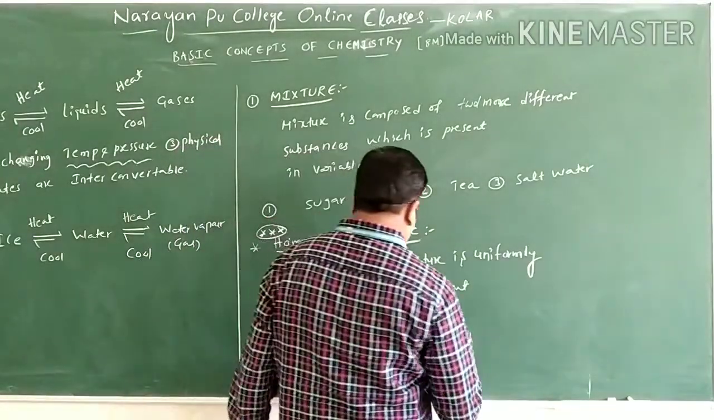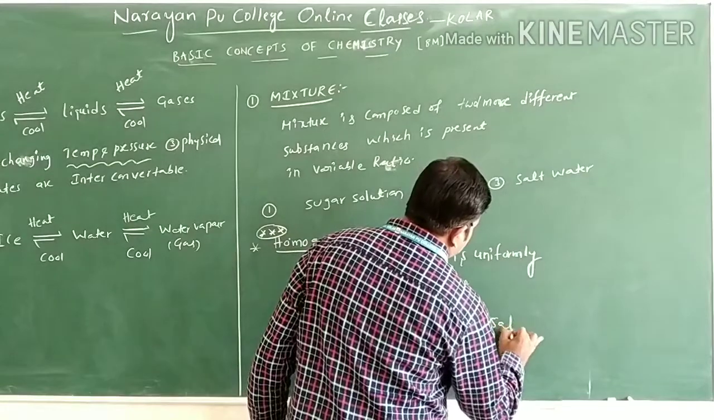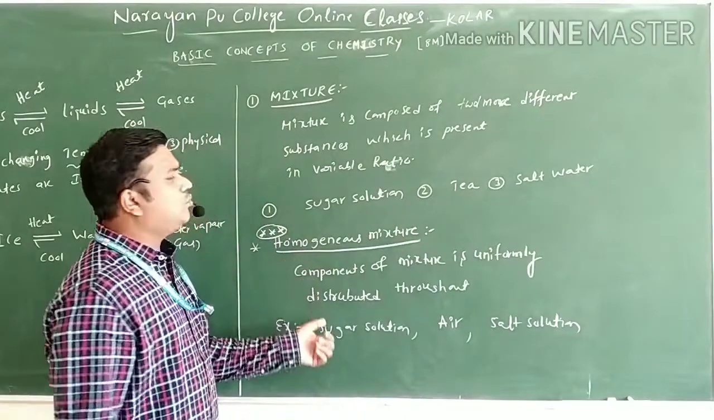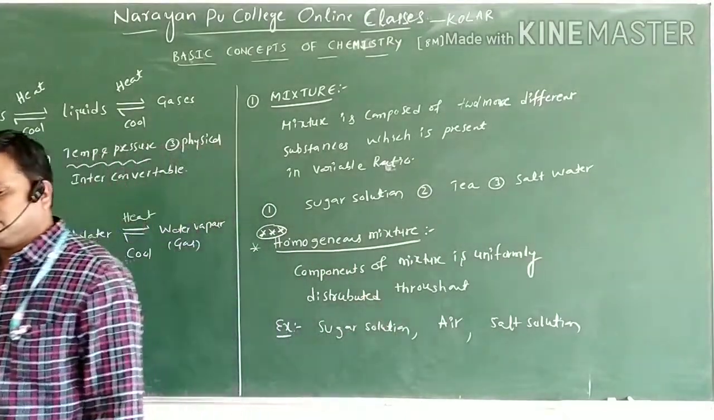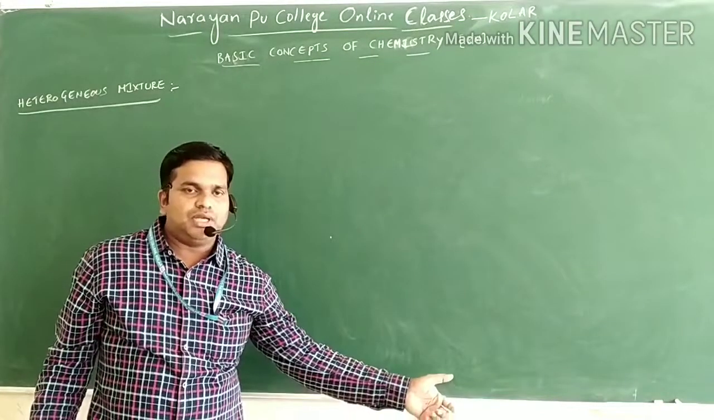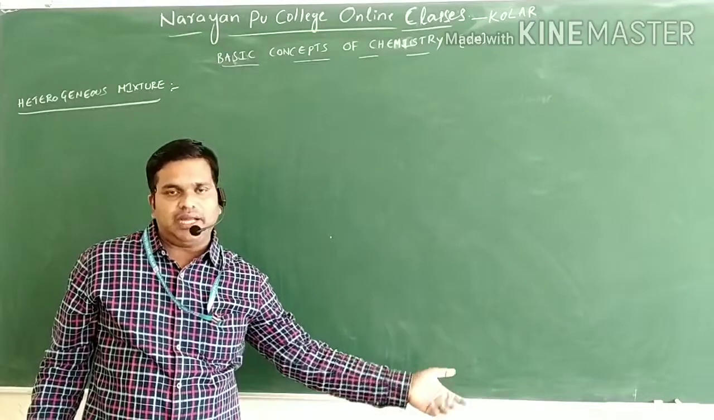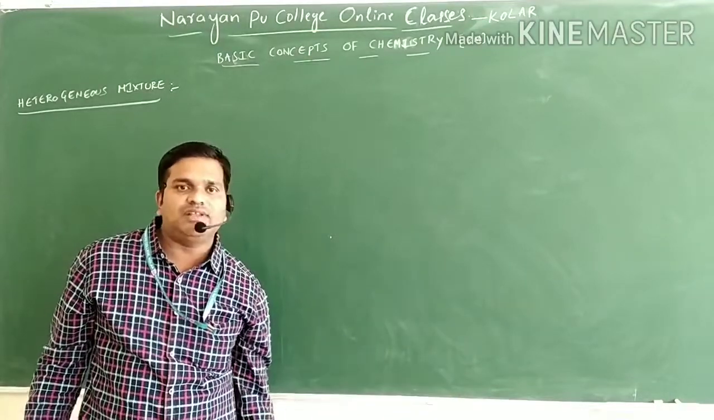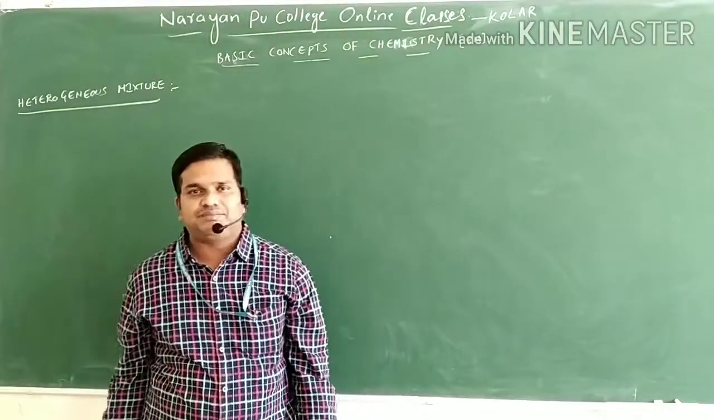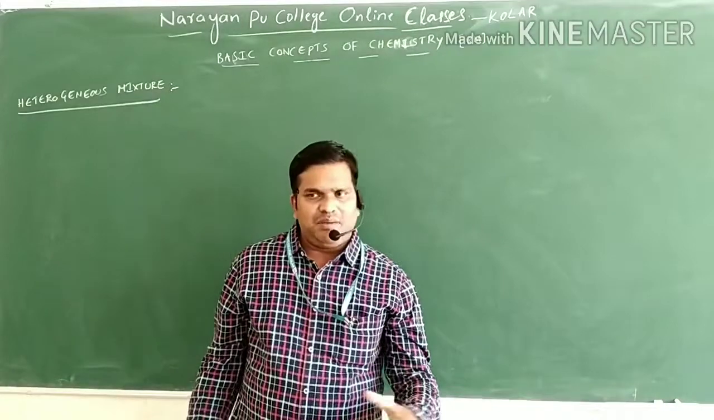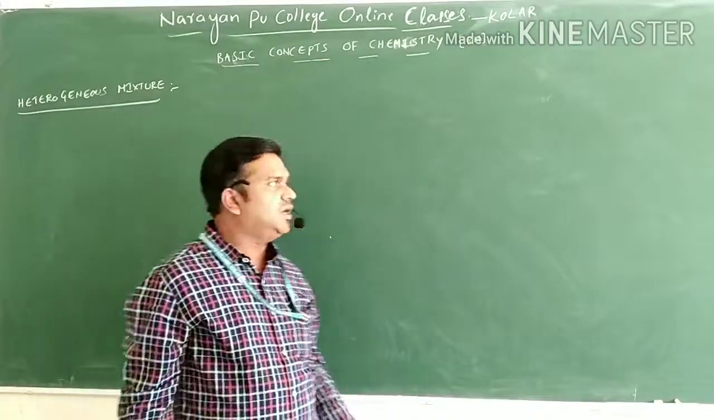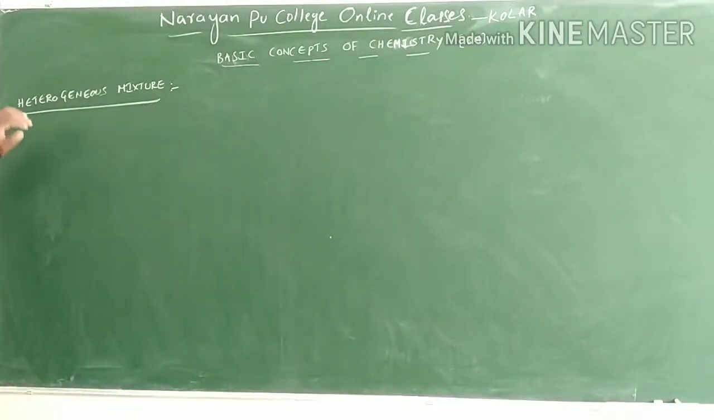Clear? Now we take salt solution. All these examples are homogeneous mixtures. So the last ones I wrote here are salt water, sugar solution and air, and we can add one more example also: brass. Brass is an alloy. It is composed of copper and zinc. What is an alloy? An alloy is a mixture of two or more different types of metal. They are homogeneous in nature. Clear?